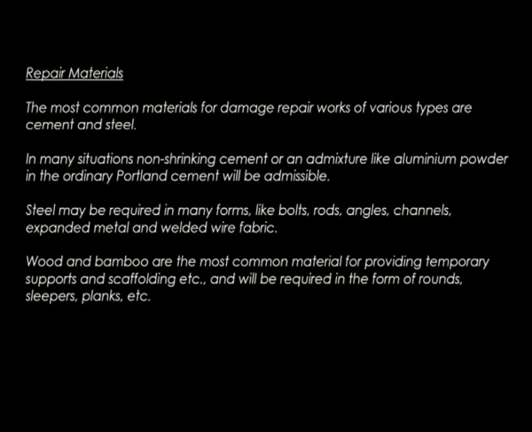So, what repair materials? The most common materials for damage repair works of various types are cement and steel. In many situations, non-shrinking cement or an admixture like aluminium powder in the ordinary Portland cement will be admissible. Steel may be required in many forms like bolts, rods, angles, channels, expanded metal and welded wire fabric. Wood and bamboo are the most common material for providing temporary supports and scaffolding etc. and will be required in the form of rounds, sleepers, planks etc.